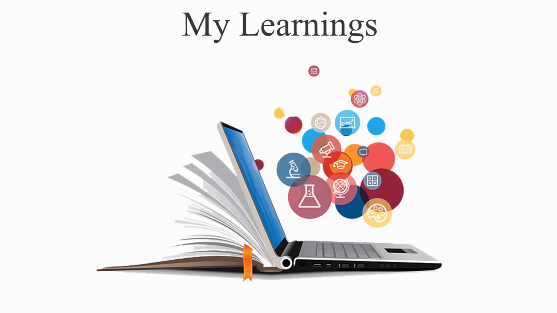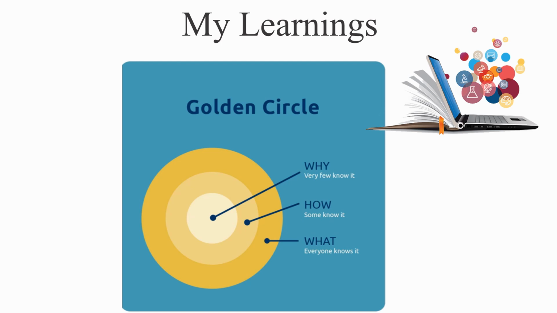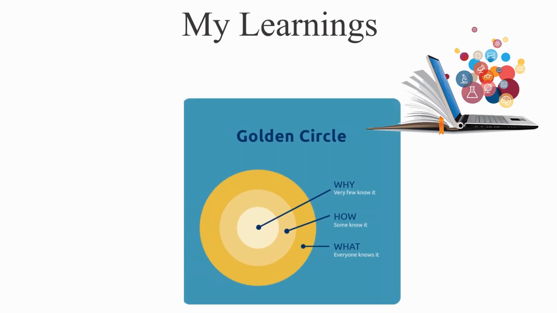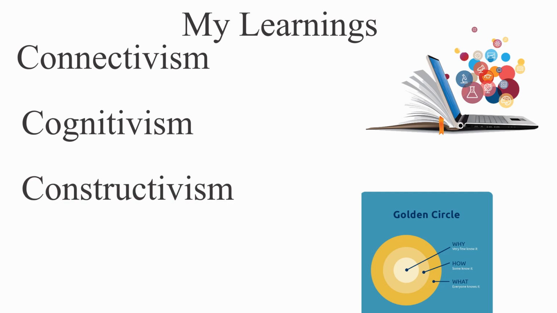Lastly, before coming to this course, my learning was very limited to understanding education and technology. But now, after learning the Golden Circle theory, that is, why, how, what, has changed my vision to look at the world. And connectivism has taught me about the importance of connection between a teacher and a student. And many other theories like cognitivism, constructivism, objectivism have given me knowledge to understand the importance of education and integration of technology in the classroom.